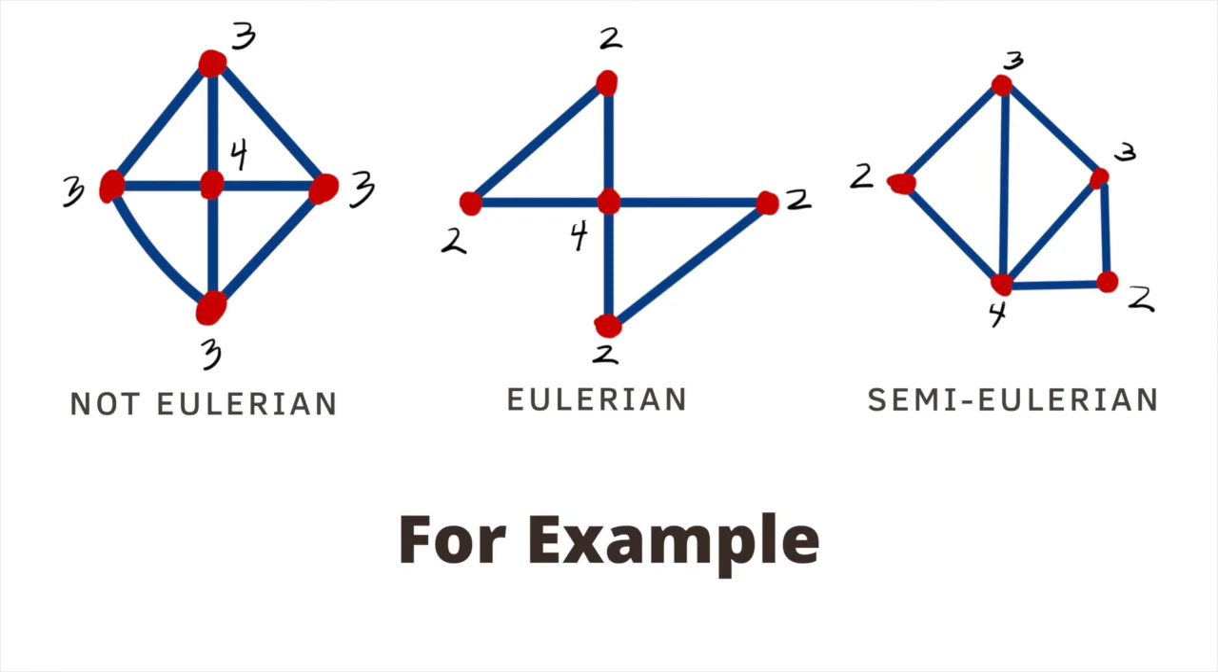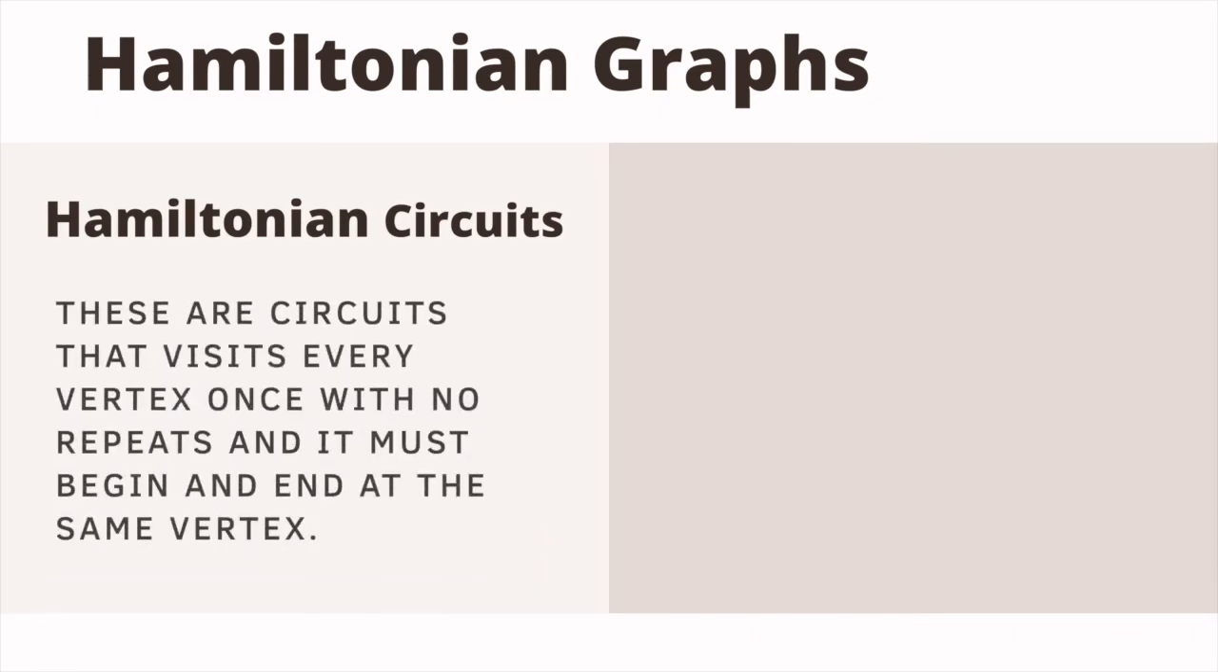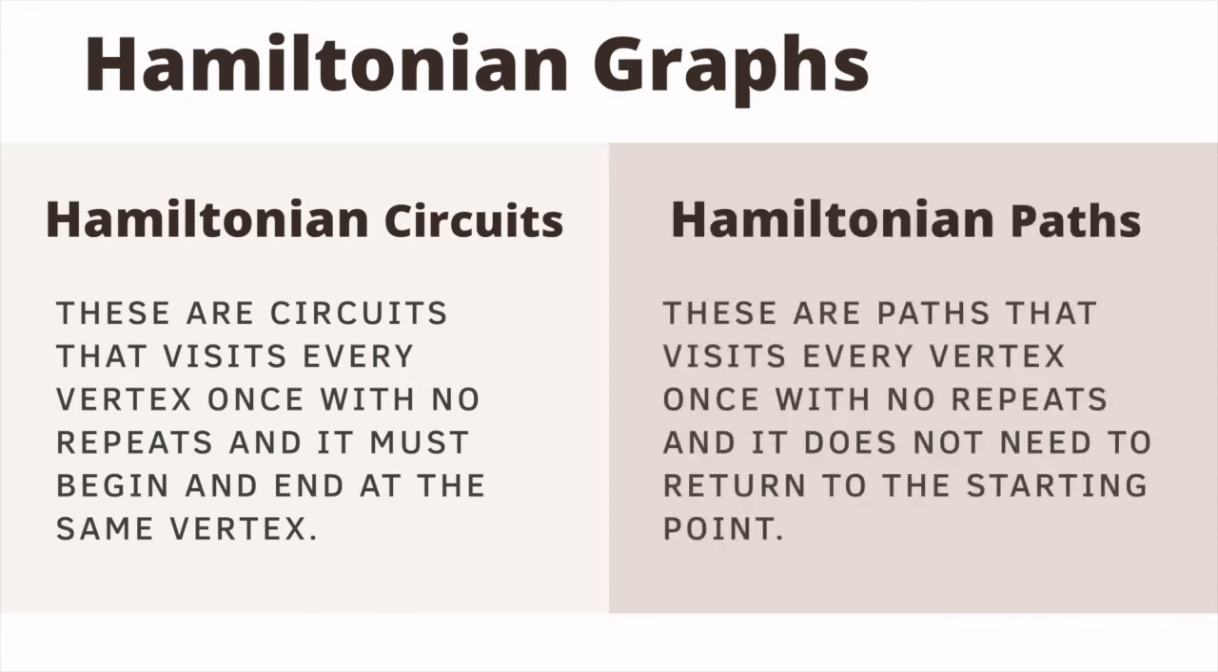Now for Hamiltonian graphs. Hamiltonian circuits are circuits that visit every vertex once with no repeats and must begin and end at the same vertex. On the other hand, Hamiltonian paths are paths that visit every vertex once with no repeats and do not need to return to the starting point.